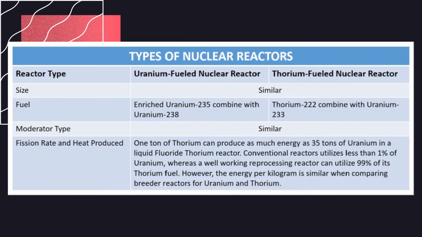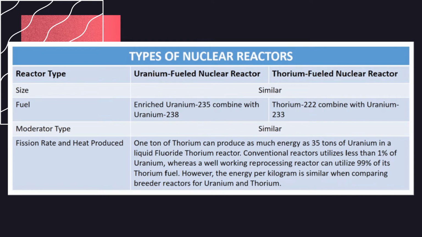Aside from that, comparing fission rate and heat produced, 1 ton of thorium can produce as much energy as 35 tons of uranium in a liquid fluoride thorium reactor. Conventional reactors utilize less than 1% of uranium. A well-working reprocessing reactor can utilize 99% of its thorium fuel. However, when comparing breeder reactors for uranium and thorium, the energy per kilogram will be similar.